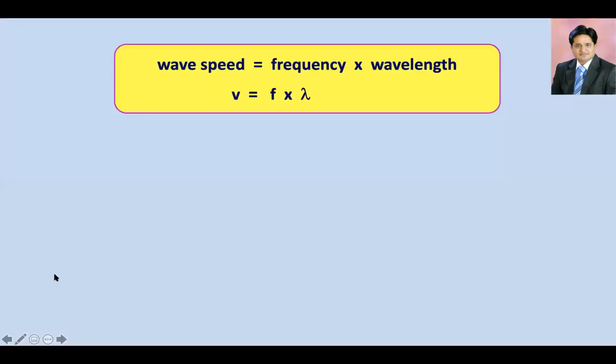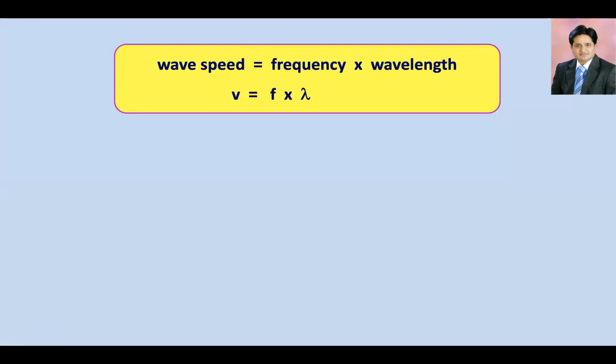Now we need to calculate what is wave velocity. Before we derive the formula for wave velocity, we need to know what wave speed or wave velocity is. Wave velocity is the speed or velocity at which the energy of the wave is transferred. It is not the speed at which the wave itself travels.